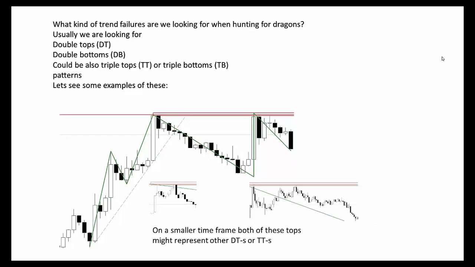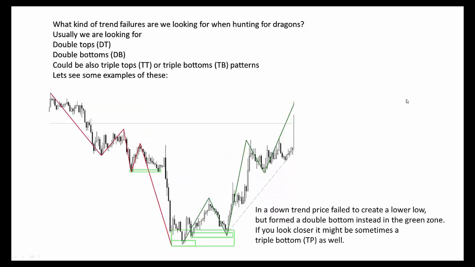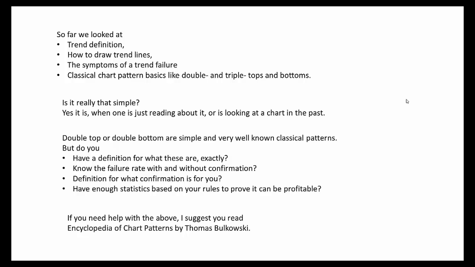On a smaller time frame, both of these tops might represent other double tops or triple tops. In a downtrend, the price failed to create a lower low, but formed a double bottom instead in the green zone. If you look closer, it might sometimes be a triple bottom as well. So far, we looked at trend definition, how to draw trend lines, the symptoms of a trend failure, classical chart pattern basics like double and triple tops and bottoms.